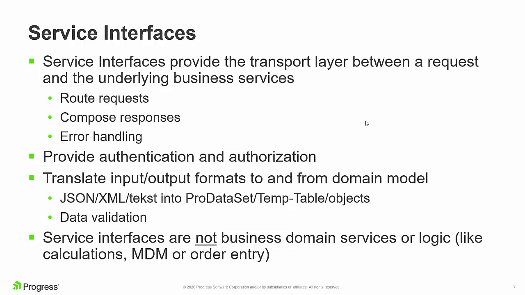A service interface is basically a way of translating input-output formats to and from a domain model. And while JSON might be the de facto standard for REST APIs, there is nothing that prevents you from using, for example, text or XML as input and output formats. The message of today basically is you can do whatever you want, whatever a third party that wants to communicate with your API might require. And just to be clear, service interfaces are not business domain services or business logic. It's the part that actually communicates and sends through input and output to those business services. So if you see an example today where business logic is used within the web handler, it's purely for demo purposes.